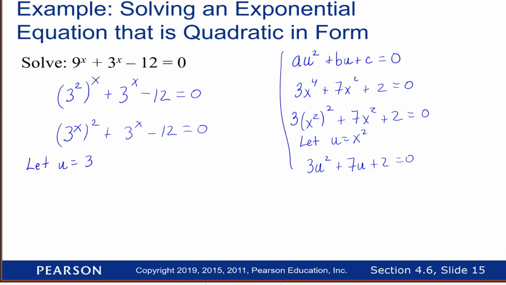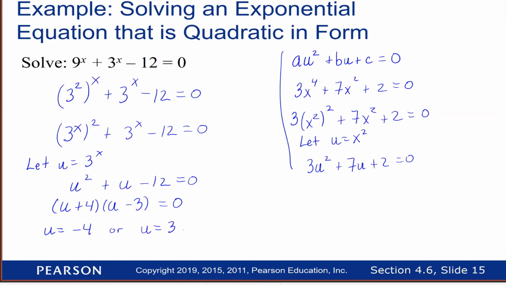Now, let u equal 3 to the x power, and then you end up with u squared plus u minus 12 equals 0. That can be solved by factoring. You end up with u plus 4 times u minus 3 equals 0. This gives you that u equals negative 4 or u equals 3.